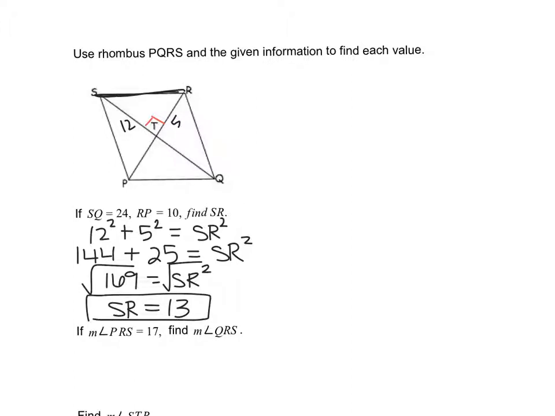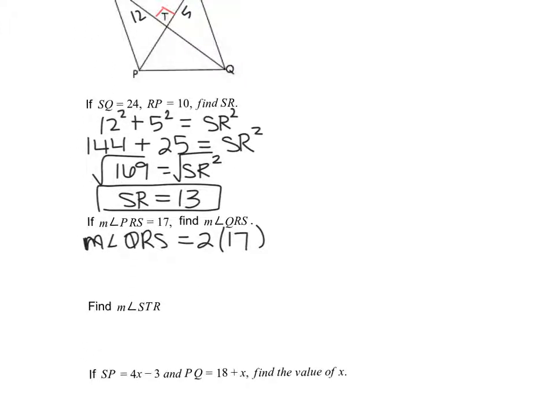Next we have that the measure of angle PRS is 17, and we want to find the measure of angle QRS. So PRS is right here. It has a measure 17 degrees. QRS is its entire angle, and again, the angles are bisected by the diagonals, which means the measure of angle QRS is twice the measure of angle PRS, which means it's 2 times 17. So the measure of angle QRS is 34 degrees.